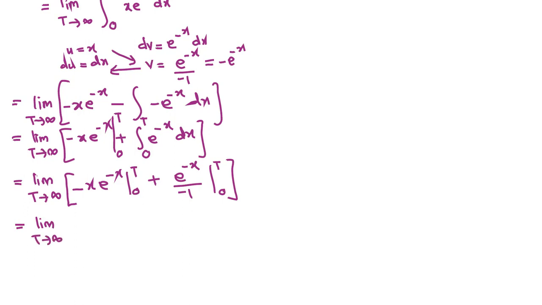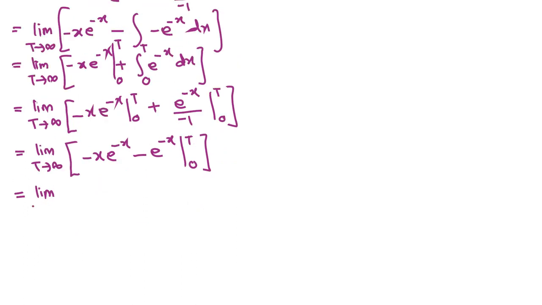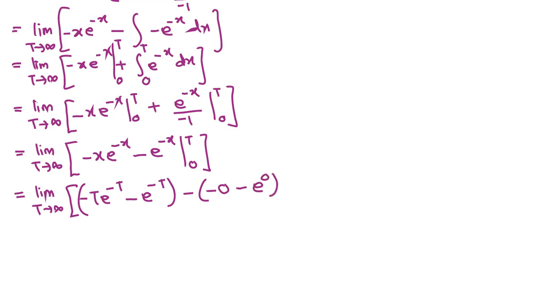So we get the limit as t approaches infinity of negative x e to the negative x, and then minus e to the negative x, from 0 to t. Next, substituting the values 0 to t, we get negative t e to the negative t, and then minus e to the negative t. Then we substitute the value 0, so we get minus negative 0 times e to the 0, and then minus e to the power of 0. Next you simplify, and you get negative t e to the negative t minus e to the negative t plus 1.